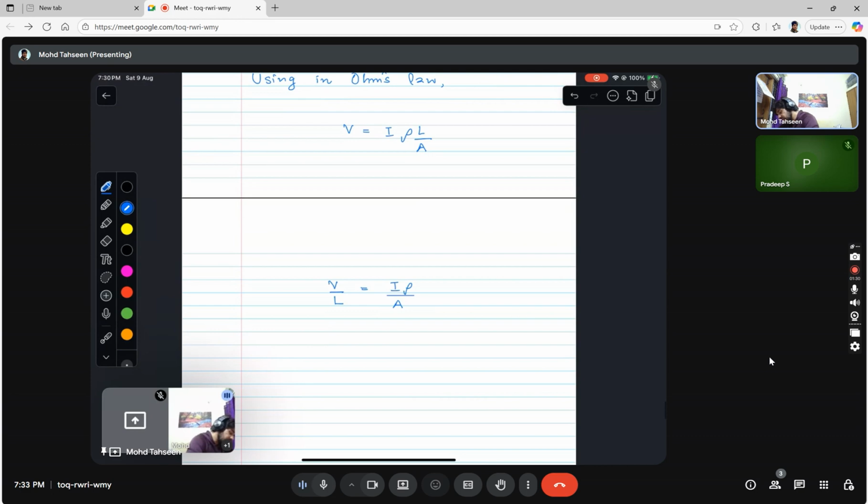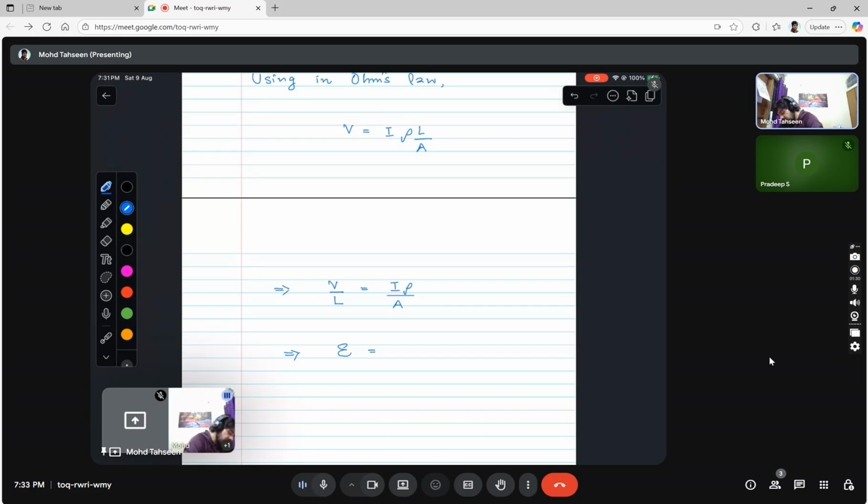Okay, and this V by L is nothing but the electric field. I'm going to use a big epsilon for the electric field. So if there's a conductor of length L and we apply a potential difference of V across its ends, then the electric field set up in that conductor is given by V by L.